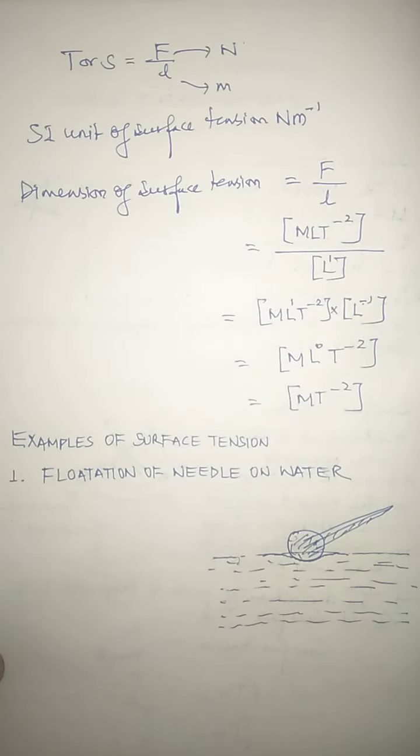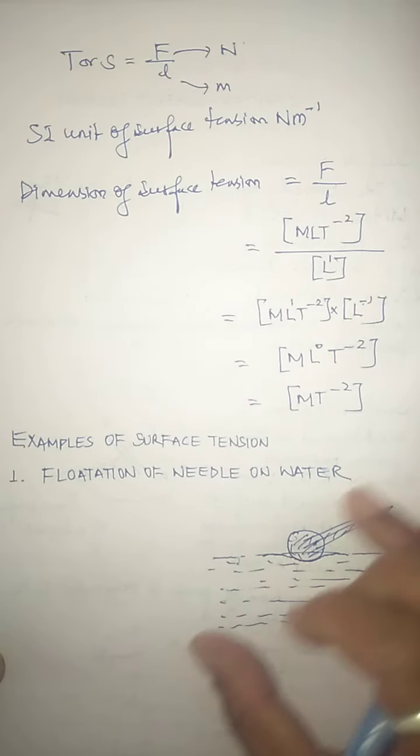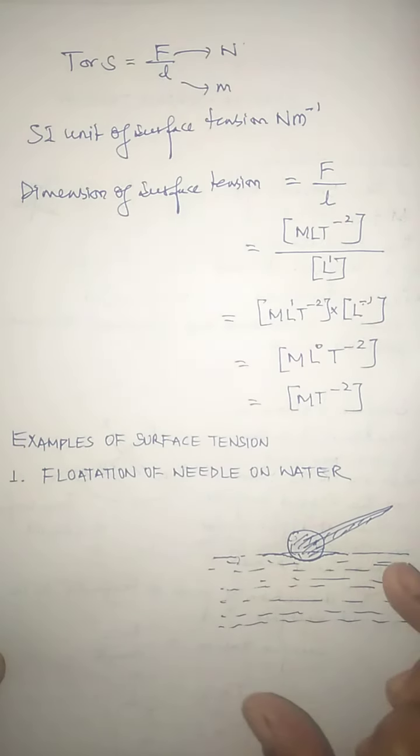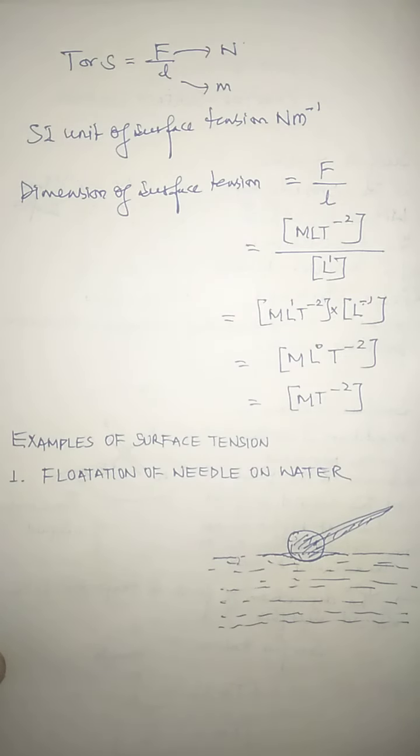Now, in order to make you understand more about how surface tension acts on the needle and why the needle floats on the water, look at this diagram where the needle is already placed on the surface of water. This is the transverse view of the needle. On this transverse view, two forces act on the needle.